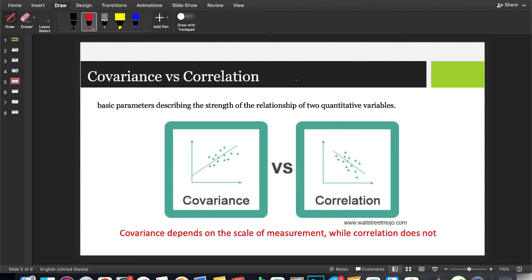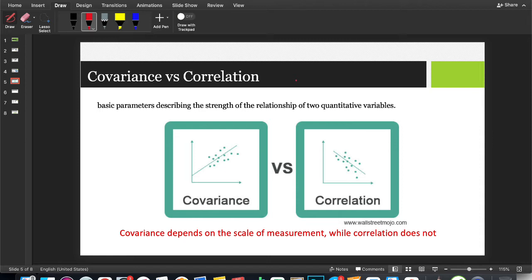Although covariance is used as an intermediate in the calculation of correlation, as you will see from our example later. Remember also that correlation describes both the strength and direction of the linear relationship between two variables. So correlation may have a value ranging from -1 to +1.